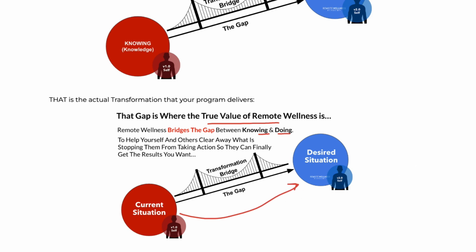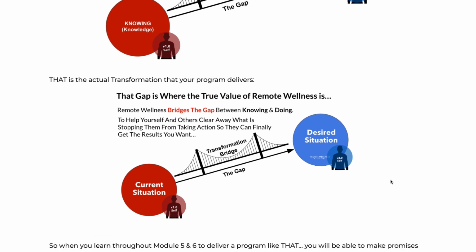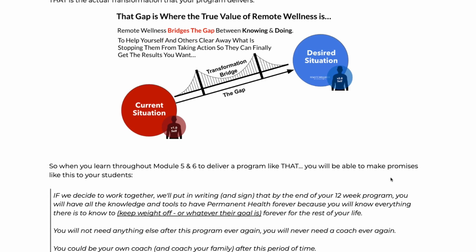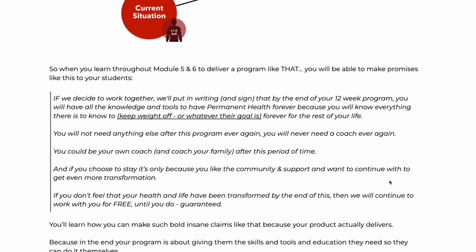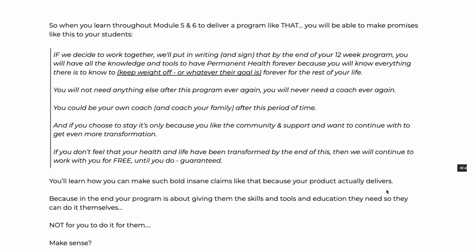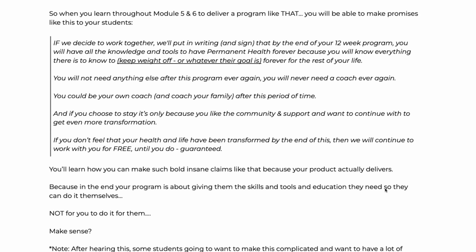And so when you learn throughout modules 5 and 6 how to deliver a program like that, a program that actually fulfills the need of the student and the transformation that they need to make, then you'll be able to make promises like this for your students. You'll be able to say things like, if we decide to work together, then we're going to put in writing and sign that by the end of your 12-week transformation program, you will have all of the knowledge and tools to have permanent health forever, because you will know everything there is to keep the weight off, for example, put in their goal, forever for the rest of your life.